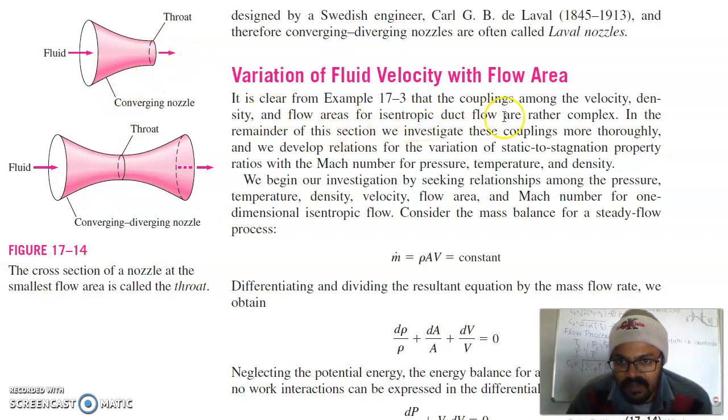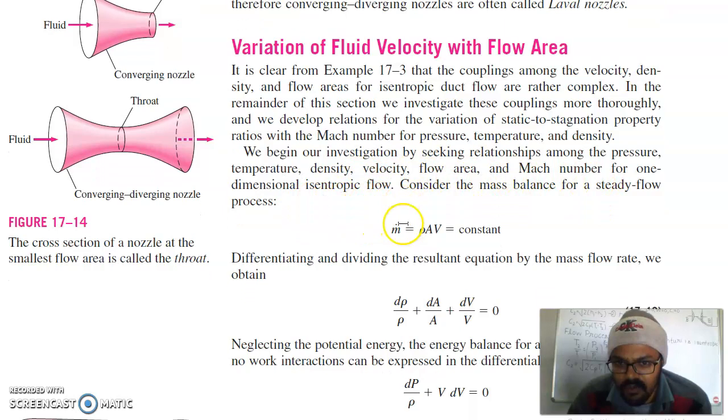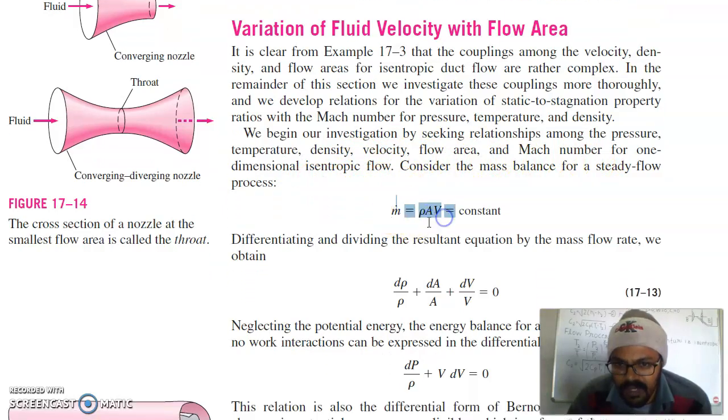It is clear that the coupling among velocity, density and flow area for isentropic duct flow is rather complex. In the remainder of this section, we investigate these couplings more thoroughly, and we develop relations for the variation of static to stagnation properties with the Mach number: pressure, temperature, density. We begin by seeking a relationship among pressure, temperature, density, velocity, flow area and Mach number for one-dimensional isentropic flow. So this is the mass flow rate, that is, density times velocity times area.